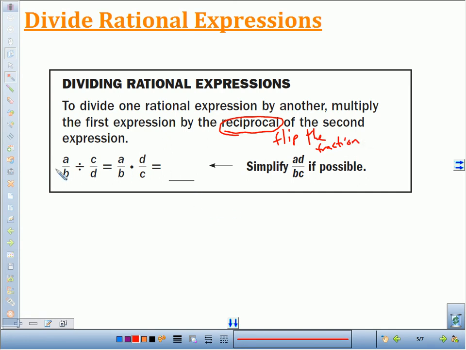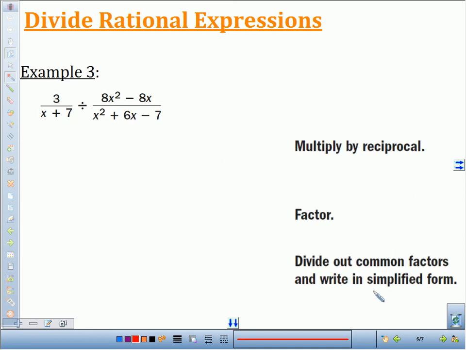Now, our example here, we have a over b divided by c over d becomes a over b times d over c. You see, we flip these guys around. And of course, when we do that, we get a over d, or ad, over bc. So the only difference between multiplying and dividing is that the first thing we have to do is flip that fraction. Flip the fraction. Got to do that. Let's see how this works.